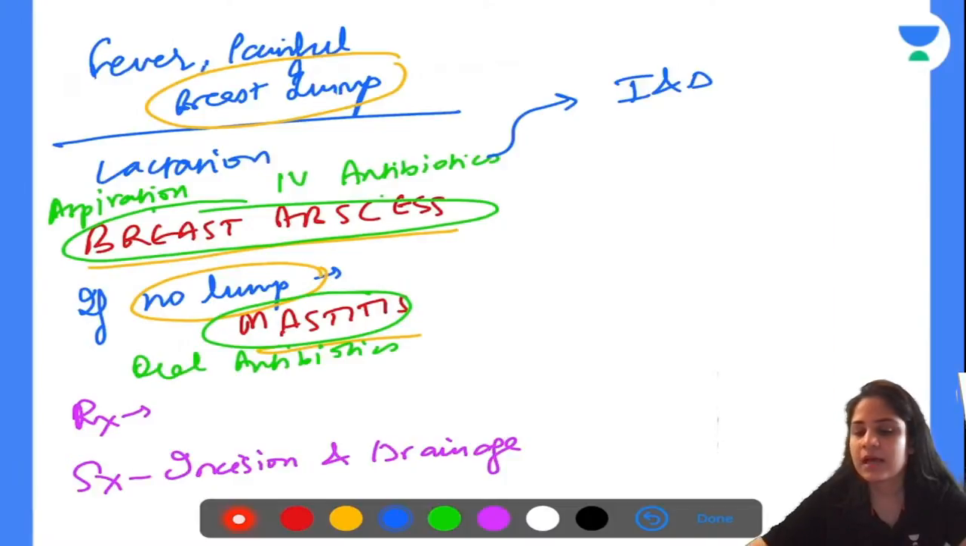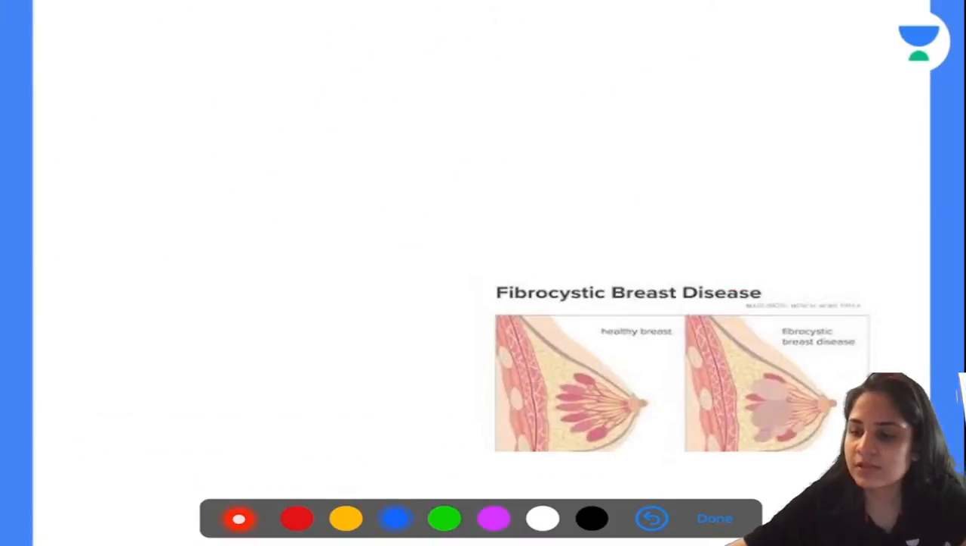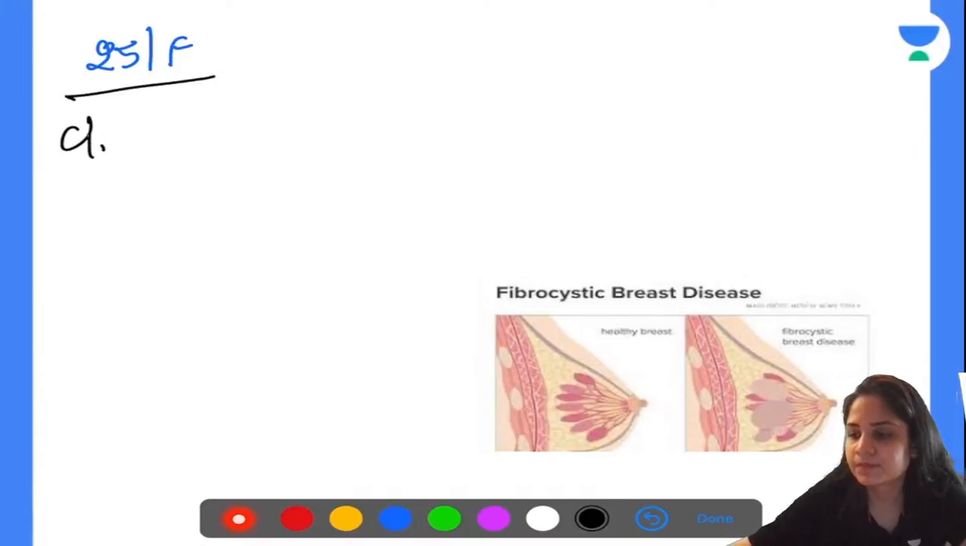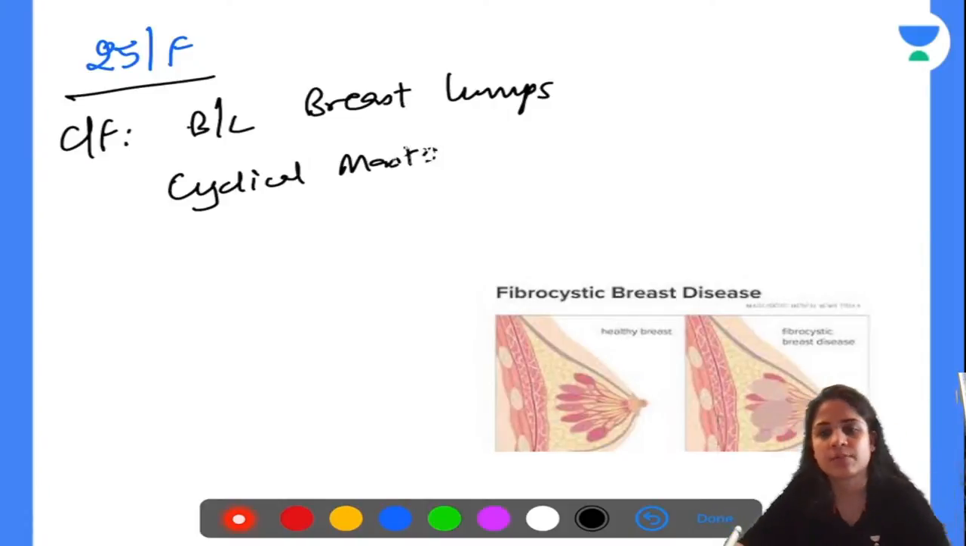So our next disease, basically the patient is a young female. She is a 25-year-old female and she is presenting to you with these symptoms. Clinical features: she has bilateral breast lumps, and during her menstrual cycle she complains of pain in the breast. Okay, so that is called cyclical mastalgia. So what is she suffering from? Any idea?